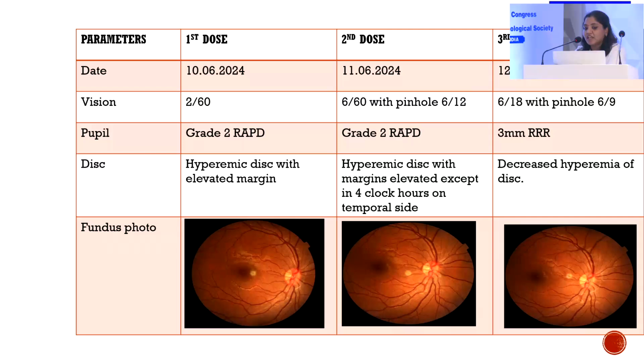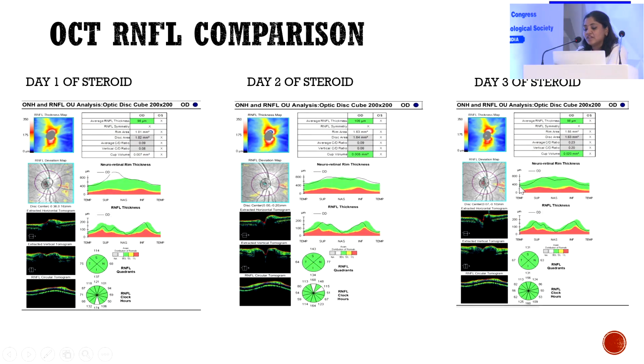On the first day, the patient's vision was 2/60 with elevated disc margins, whereas after the second dose, the vision improved to 6/60 with pinhole 6/12. Still, the grade 2 RAPD was present, and there was a hyperemic disc with elevated disc margins except at 4 clock hours. Whereas after the third dose, the vision was 6/18 with pinhole 6/9, and hyperemia of the disc was decreased. We compared this with the OCT RNFL of day 1, day 2, day 3. When we compare all 3 days, the first day there was increased thickening in the neuroretinal rim. By the third dose, it came within the normal limit.